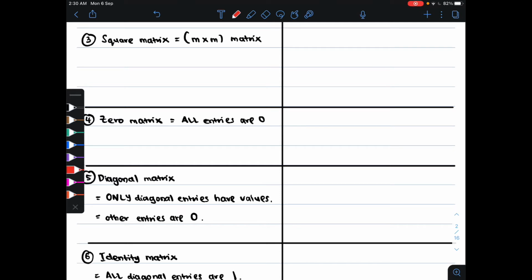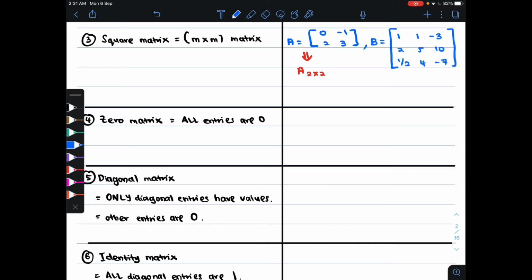The next one is called square matrix. Okay, kalau square maksudnya bilangan row dengan bilangan kolom tu sama saja. So that's why we're gonna have m by m matrix. For example, if you have A equal to 0, negative 1, 2, 3. So you can see that it has 2 rows and 2 columns. So it is a 2 by 2 matrix. We can also have matrix B equal to 1, 1, negative 3, 2, 5, 10, half, 4, negative 7.